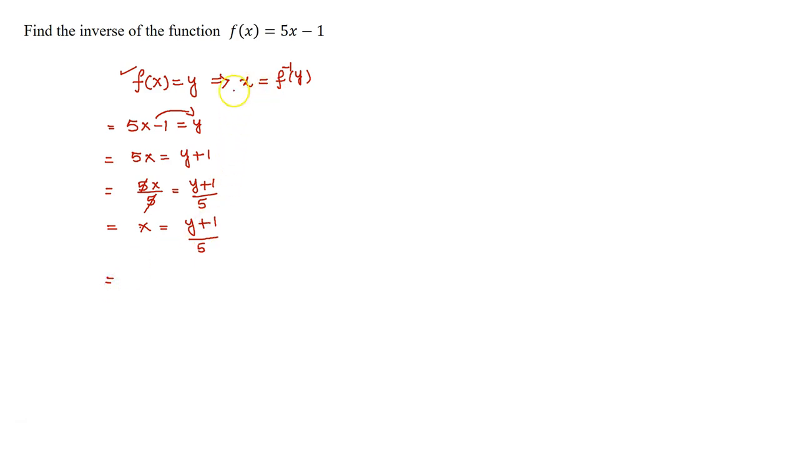Now this part is over. First we set up f of x is equal to y, then we found the value of x. Next we set up x is equal to f inverse of y. So in place of x, write f inverse of y. So f inverse of y is equal to (y plus 1) by 5. Now in the last step, replace y by x. In place of y, write x.